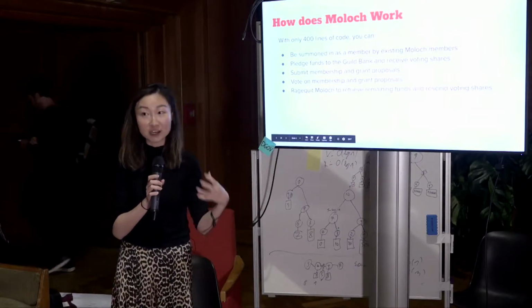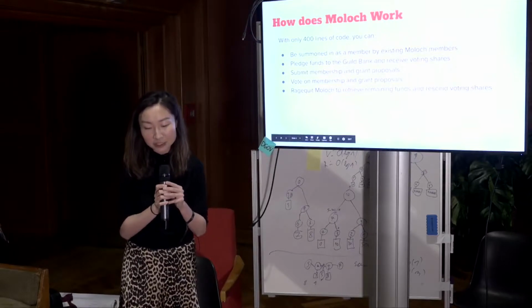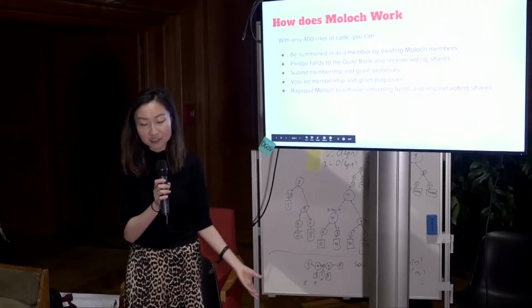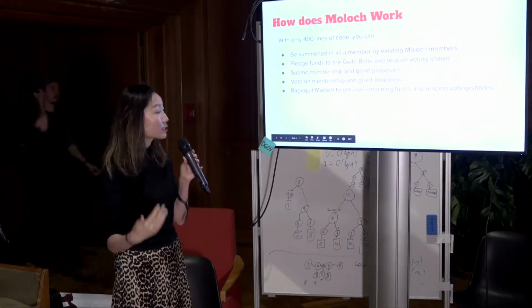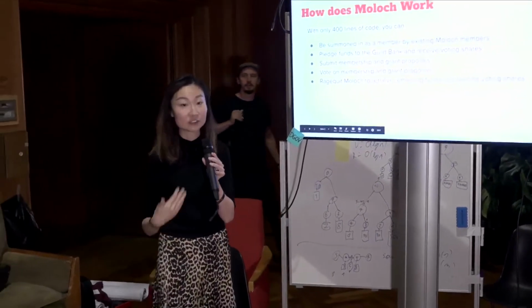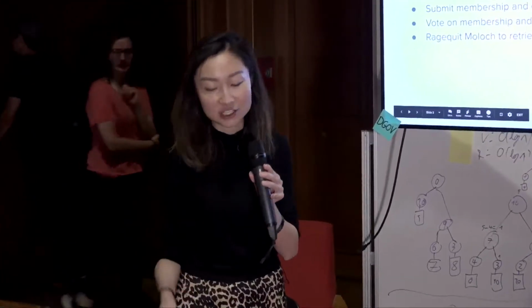You can pledge funds to what we call the guild bank. That's where the treasury is held. You can submit membership and grant proposals. You can vote on things. And if you rage quit Moloch, you can take out your shares and cash out your portion of the shares in the treasury.